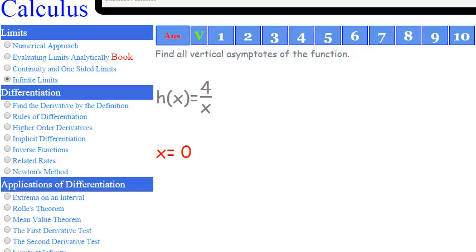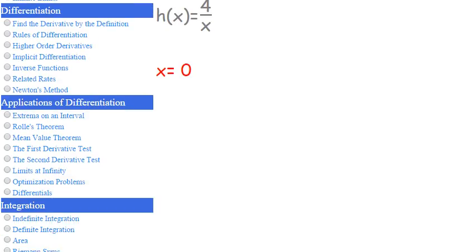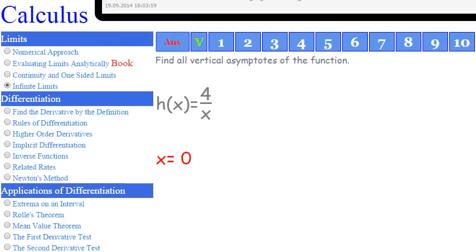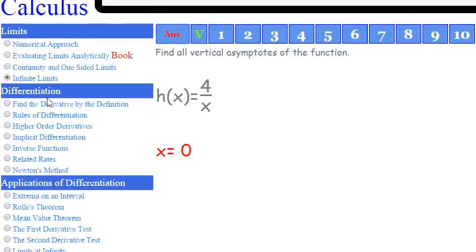There is another concept here, and that's limits at infinity, which is not vertical asymptotes but horizontal asymptotes. Limits at infinity. Don't want to get those two things mixed up here. But we're talking about infinite limits. In other words, what is the limit going to?